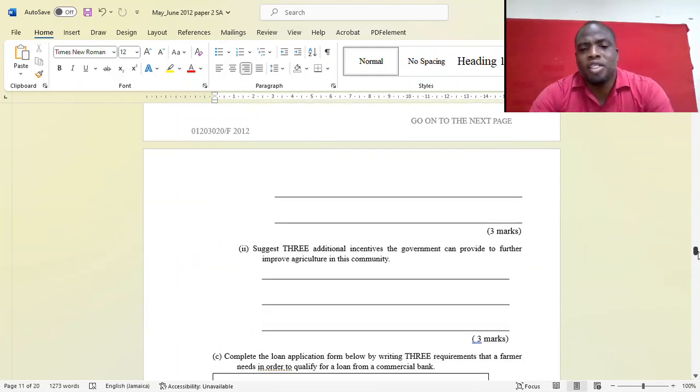So here are three additional incentives the government can provide to further improve agriculture in this community. One of the incentives is to provide training and educational activities, and this will improve the quality of agricultural activities that will be done. The farming community will now have the expertise to carry out certain new and improved activities. We can also provide grants and loans.